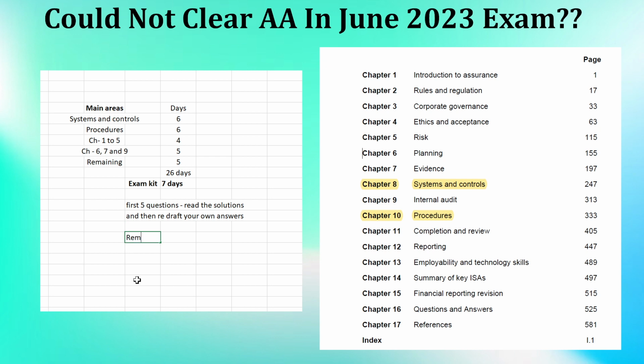Then the remaining questions, now you have to start trying on your own. Now how will you try on your own? Make bullet points first. Understand how your answer should be structured. Then give the details of the points. This is how you have to write the answers.